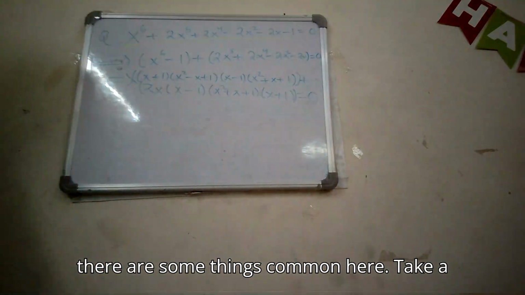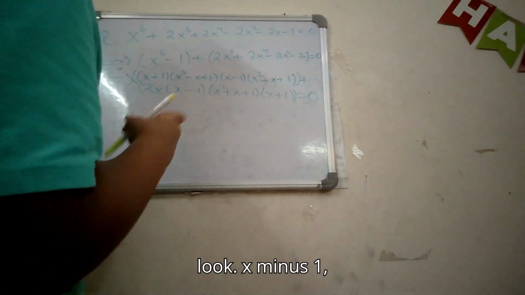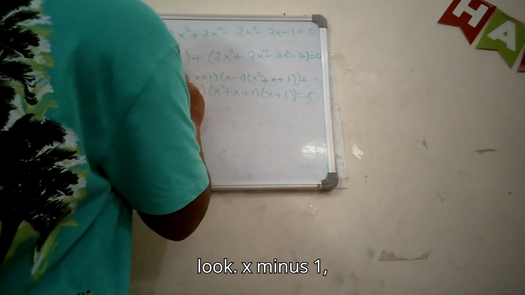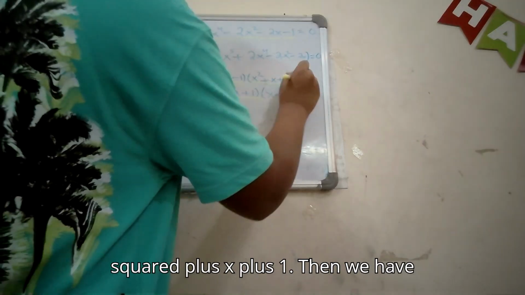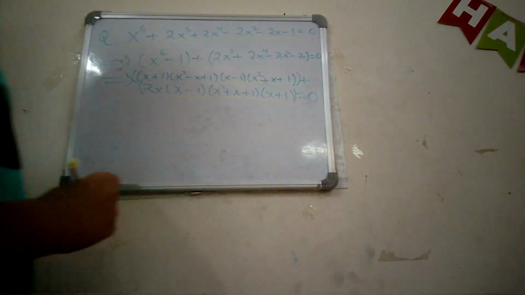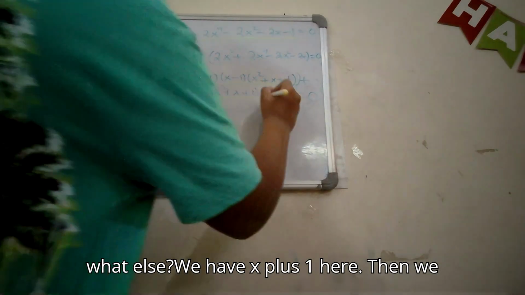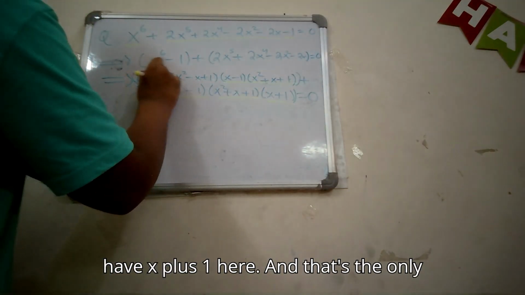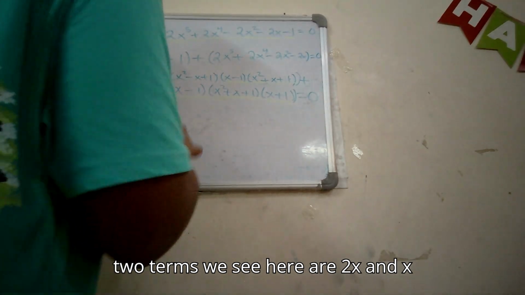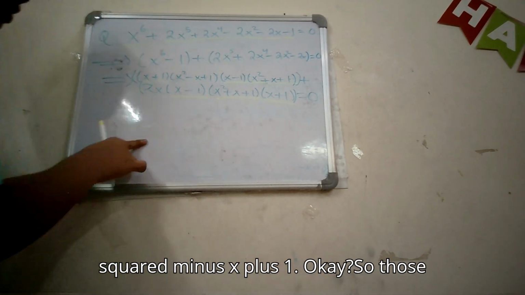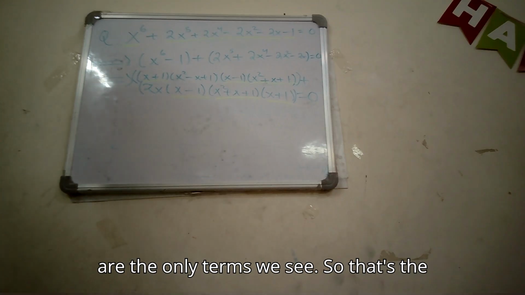Now I can see that there are some things common here. Take a look. x minus 1, x minus 1, x squared plus x plus 1, x squared plus x plus 1. Then we have x plus 1 here, and x plus 1 here, and that's why the only two terms missing here are 2x and x squared minus x plus 1. Okay, so those are the only terms missing.